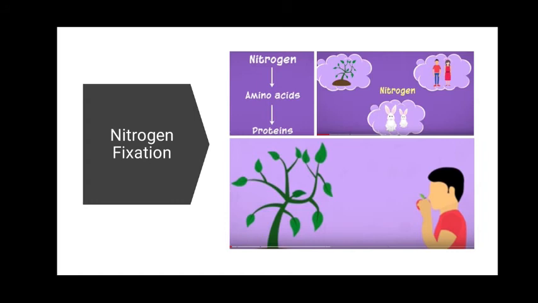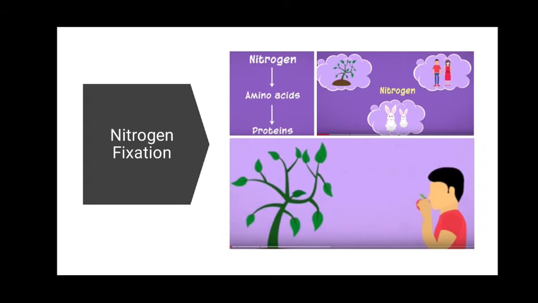Nitrogen is a very important component, students, because nitrogen is a main part of amino acids. Amino acids are the building blocks of proteins. As you all know, all living organisms require proteins. Human beings require proteins, plants require proteins, and animals require proteins. So if we want proteins, indirectly we are in need of nitrogen.